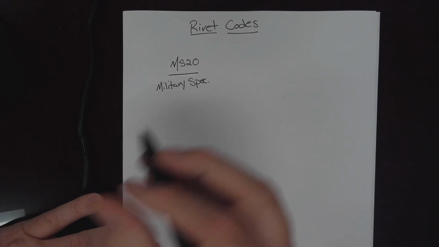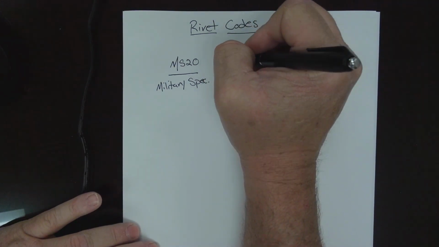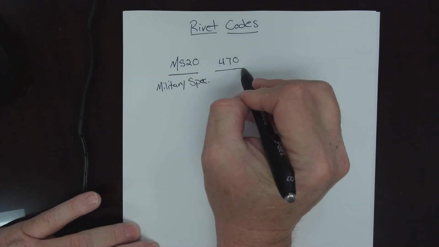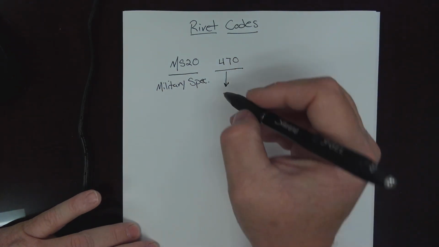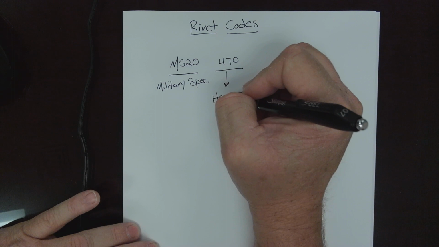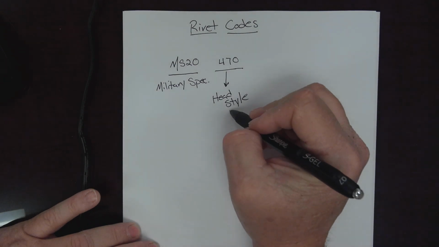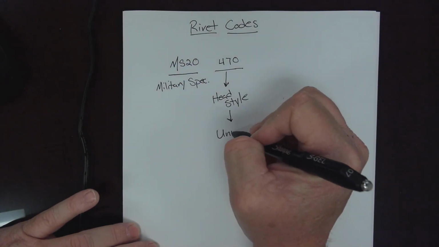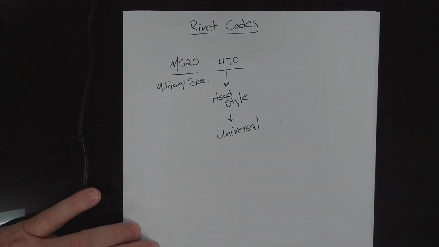Now the next part of the code starts to actually talk about the rivet itself. We're going to use this number 470. What the 470 represents is simply the head style of the rivet. Now the 470 itself happens to be further defined as a universal. So in this case, it's a universal head rivet, which means it's a protruding rivet, commonly used in lower speed aircraft. We're going to be using quite a few of these in the lab.